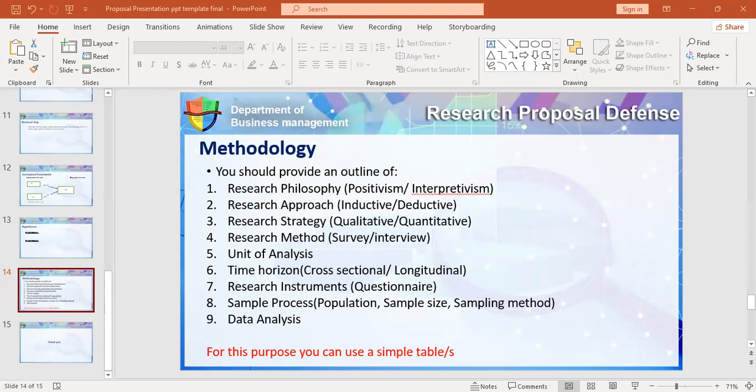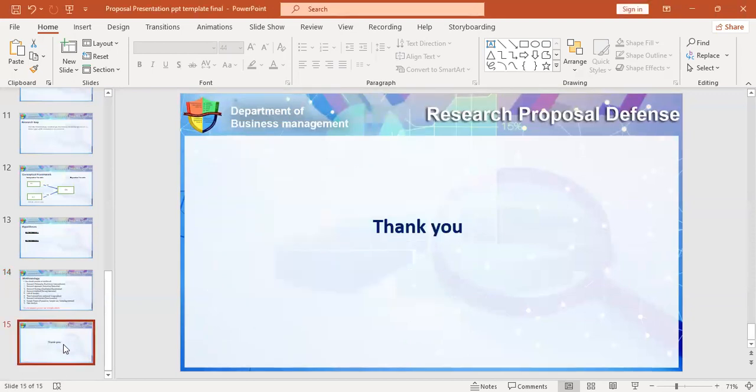Then data analysis. So what are the analytical methods that you're going to use to analyze your data must also be presented here. Right. So like that, you can complete your presentation and the time is 10 minutes. So please practice your presentation several times and try to finish that within 10 minutes because it's a requirement. And again, you will be given marks for completing on time as well.